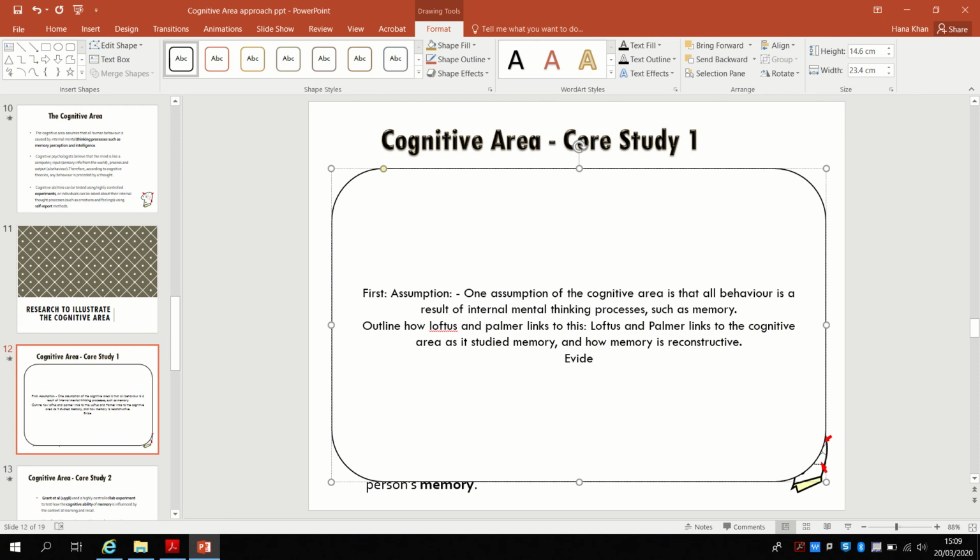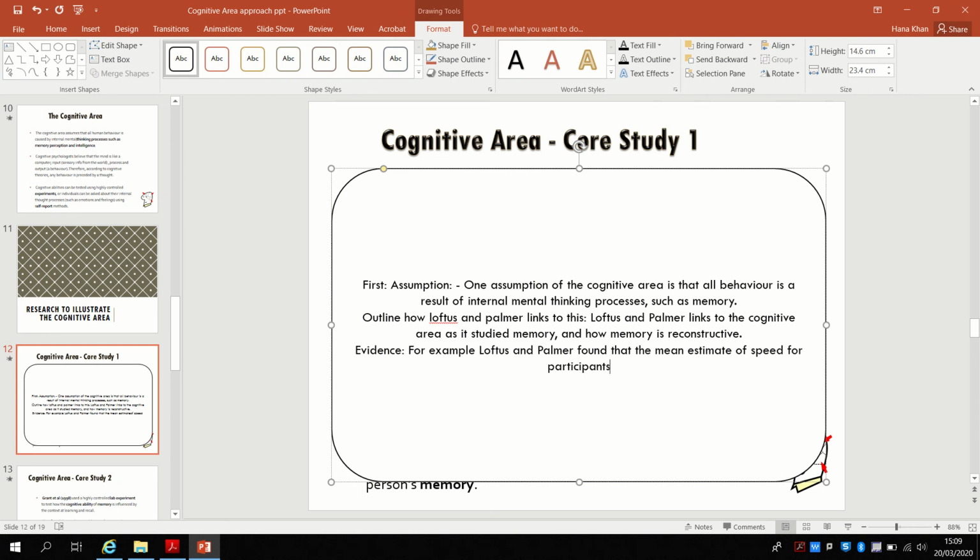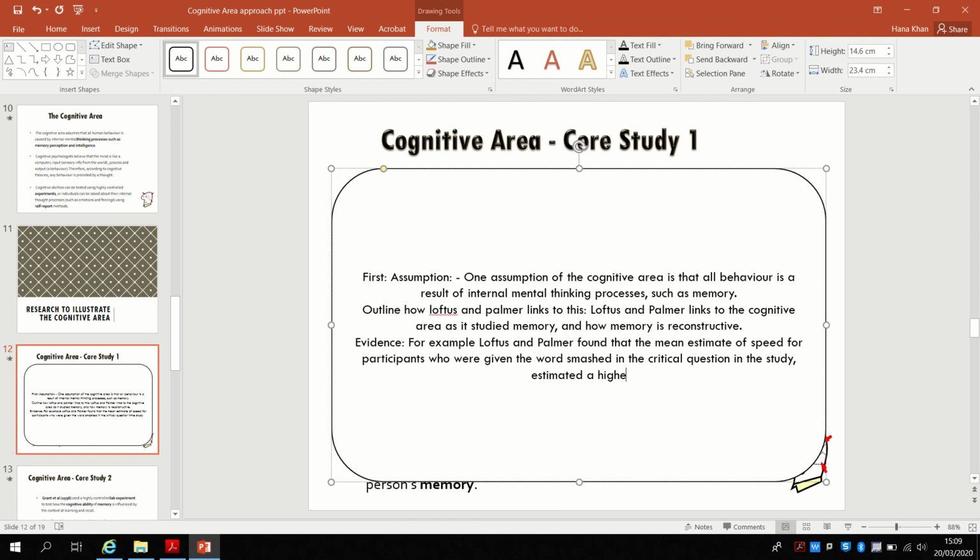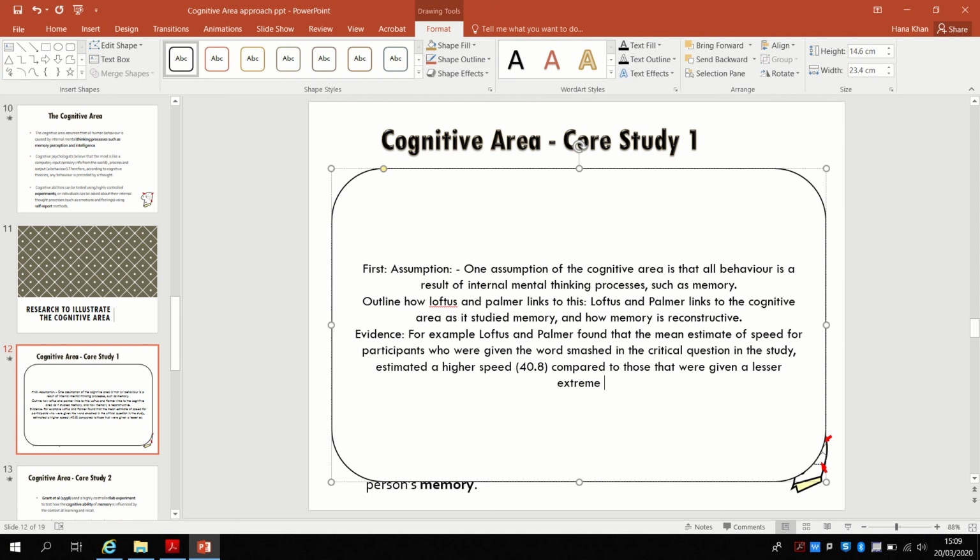And then give me some evidence. That's your next thing. For example, Loftus and Palmer found that the mean estimate of speed for participants who were given the word smashed in the critical question in the study estimated a higher speed, and it was about 40.8, wasn't it, compared to those that were given a lesser extreme verb in the question, such as contacted, and I think they guessed, was it 31.8 for the mean speed?